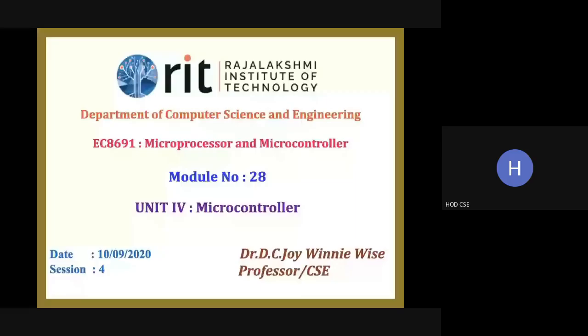So let me repeat it. 8255 is PPI, the Programmable Peripheral Interface, which is used for parallel data transfer. And 8251 is USART. USART is Universal Synchronous Receiver Transmitter, which is used for serial transmission. Then we studied about 8253.